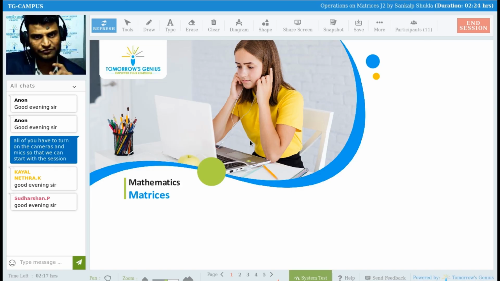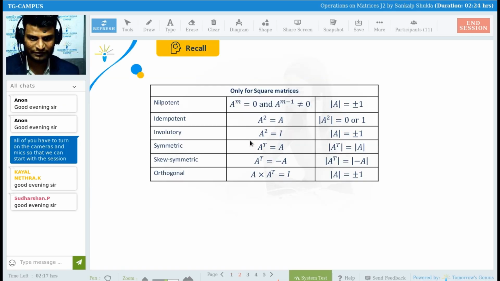In the last one we discussed what matrices are and the types of matrices. So we'll have all the types of matrices. See, this is the table. We discussed in the last one, right? All the matrices like nilpotent, idempotent, involutory, symmetric and skew symmetric we are going to discuss in today's session, and orthogonal, this we have already discussed.